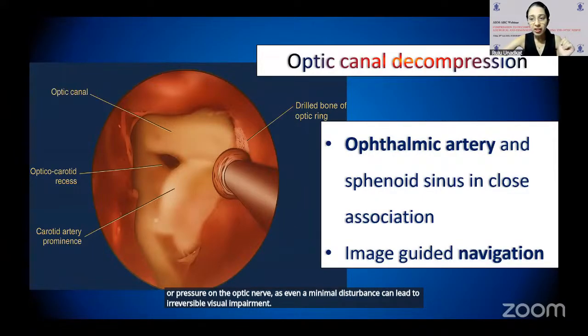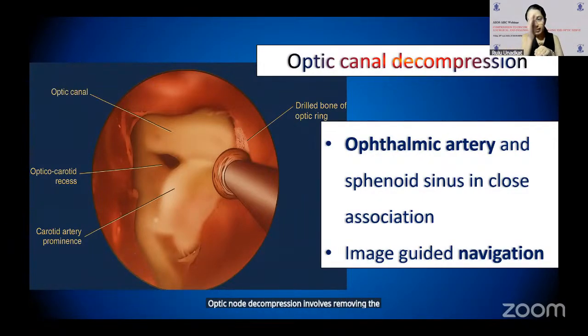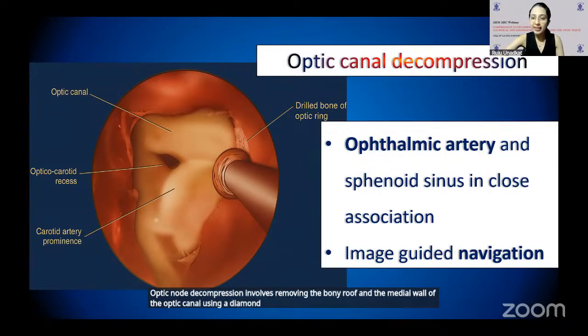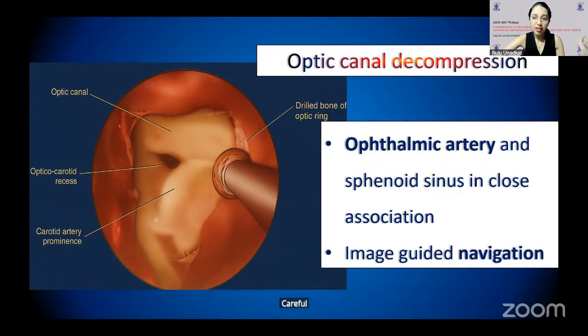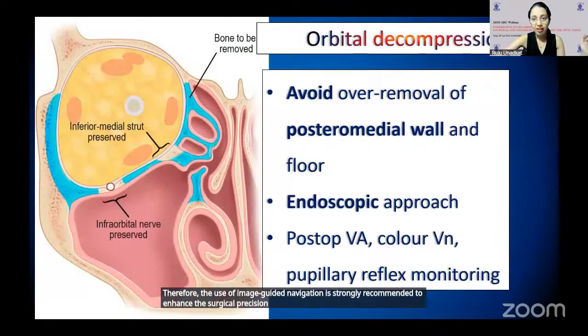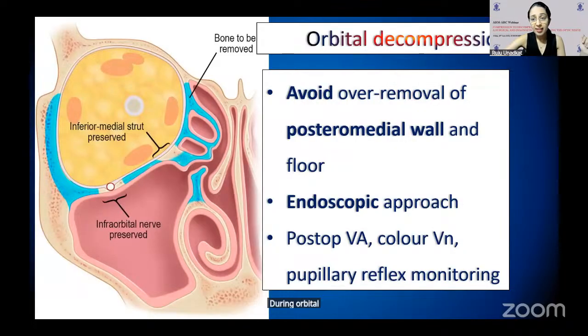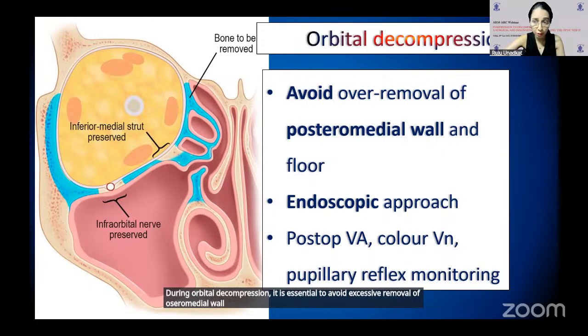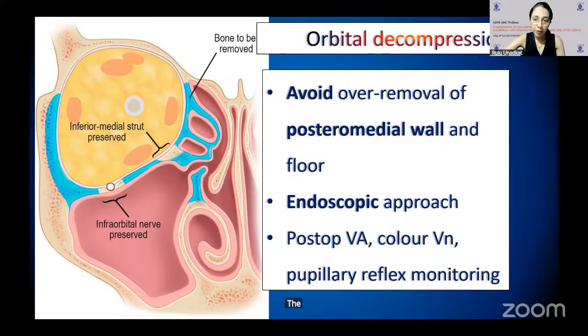Optic nerve decompression involves removing the bony roof and the medial wall of the optic canal using a diamond burr to avoid any thermal damage. Careful dissection avoids injury to the ophthalmic artery and nerve traction or dural tears. Therefore, the use of image-guided navigation is strongly recommended to enhance surgical precision. During orbital decompression, it is essential to avoid excessive removal of posteromedial wall and orbital floor. The endonasal endoscopic approach provides excellent access with minimal disruption.